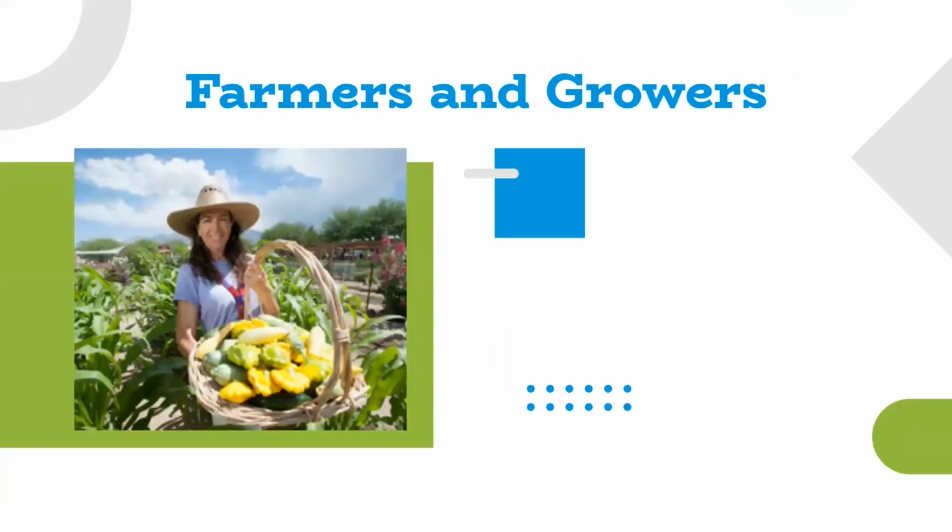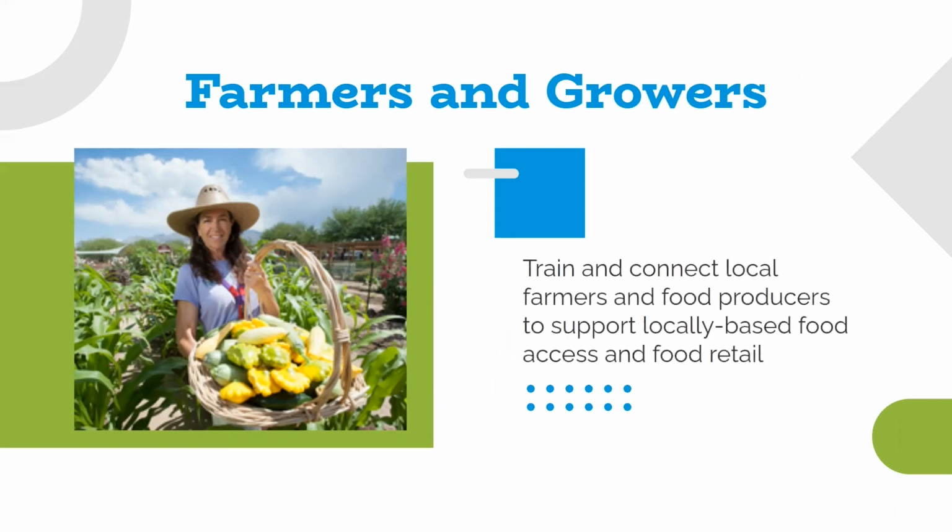The fourth activity is farmers and growers. Work in the farmers and growers activity focuses on training and connecting local farmers and food producers to support locally based food access and food retail. This work could look like convening and facilitating meetings for local farmers to explore ways of improving food security, supporting producers to incorporate SNAP-eligible sites into their business models, or assisting backyard gardeners in starting a community exchange table at a nearby church.